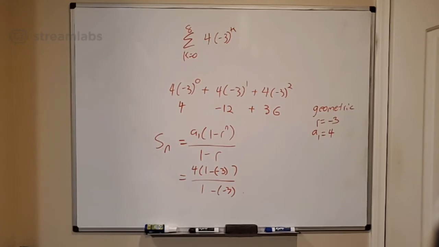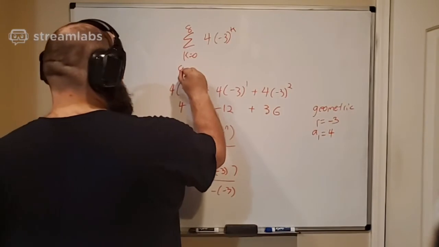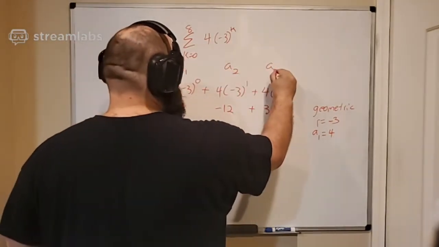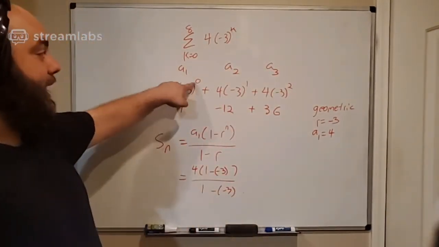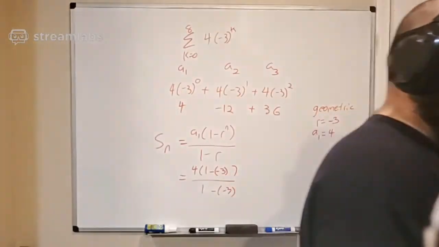No, because it's the 0th term? It is not the 0 term. It's still the first term. So this is A1, this is A2, this is A3. It just happens that K and your value do not match up here. But your first term is still your first term. That will never change.